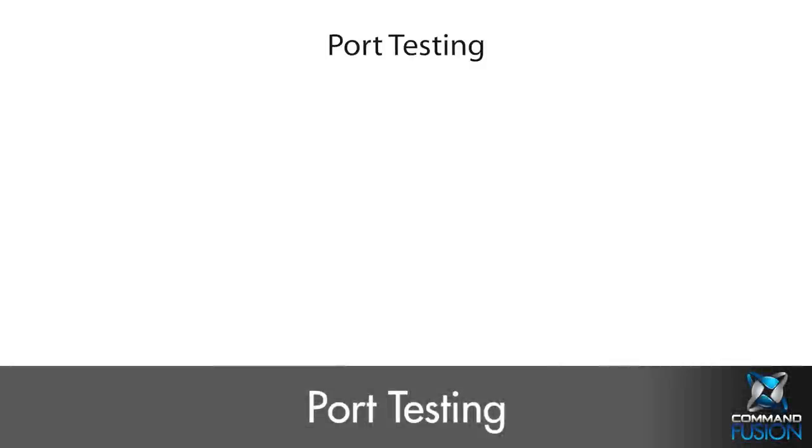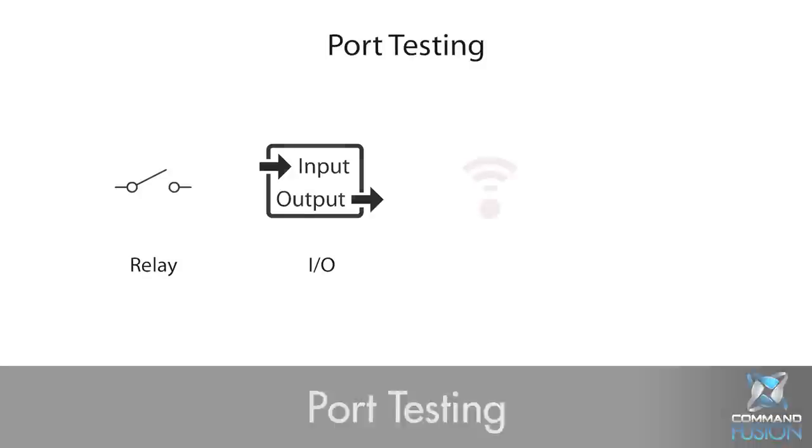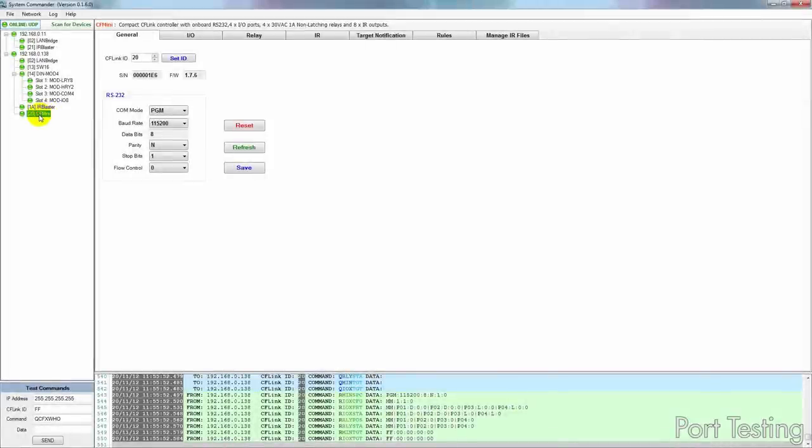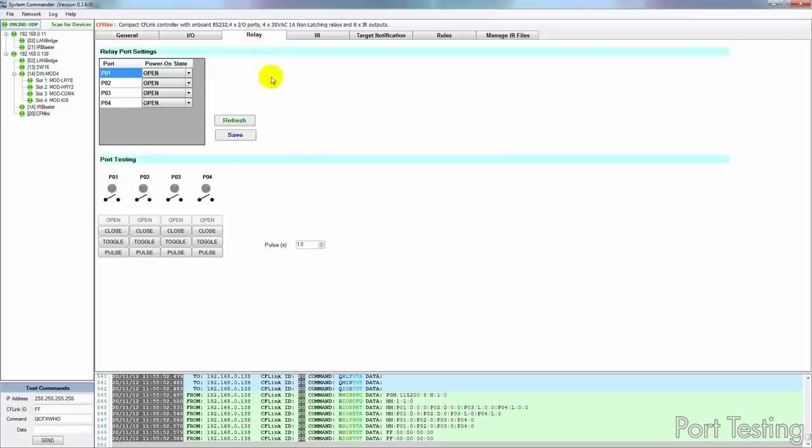Devices with control ports such as relays, IO, IR, or serial ports can be tested using the System Commander interface. Simply select the device from the CFLink devices tree and choose the tab that relates to the port you want to test. For example, the CF Mini has four relay ports we can test. There are options to test all aspects of the CFLink protocol for relays, including basic on and off commands, as well as toggle and pulse commands. The interface will also show the live state of each relay with an indicator graphic that turns on when the relay is closed.